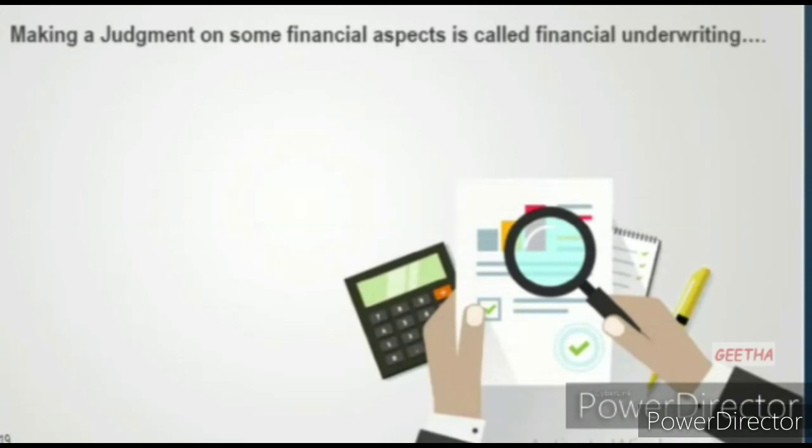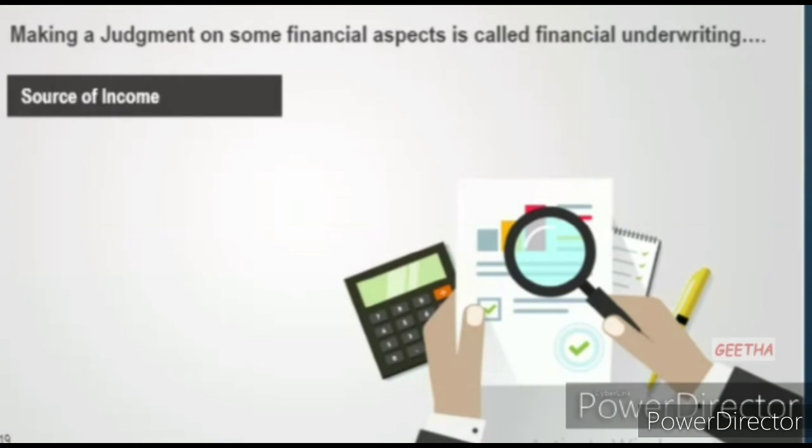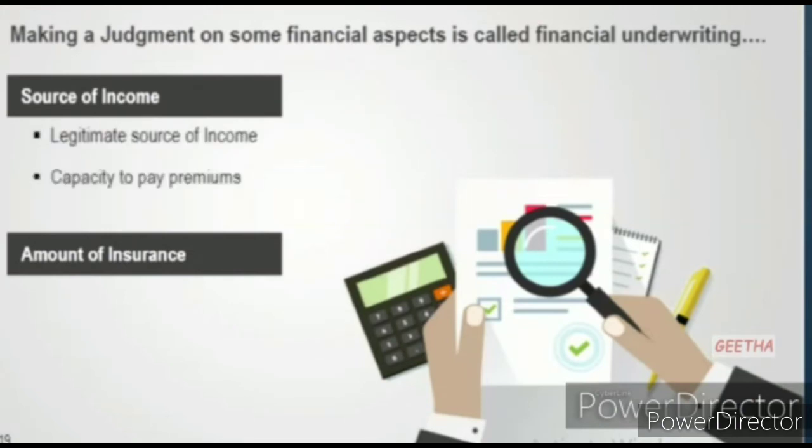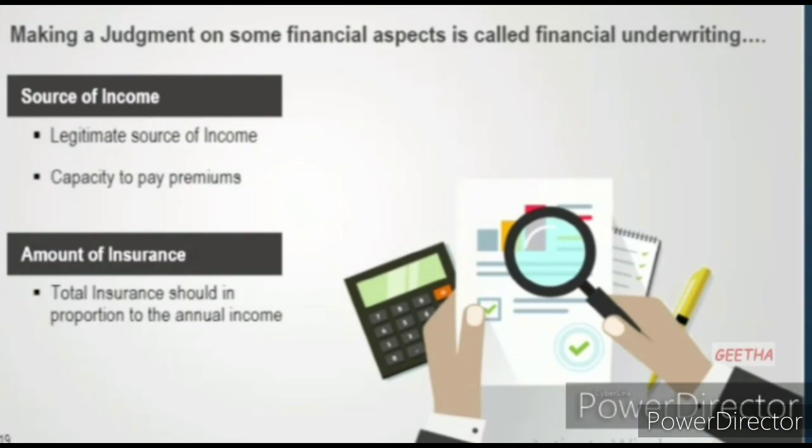Financial underwriting is the process of assessment of life to be assured on the basis of his or her financial conditions. It has two aspects: source of income and amount of insurance. Source of income should be legitimate, and the proposer should have the capacity to pay the premiums. Amount of insurance should be such that the total insurance should be in proportion to the annual income. Normally, as a thumb rule, a healthy person can take insurance cover up to 20 times of his or her annual income.